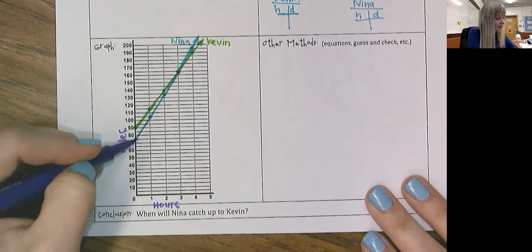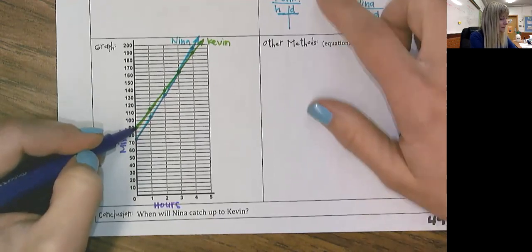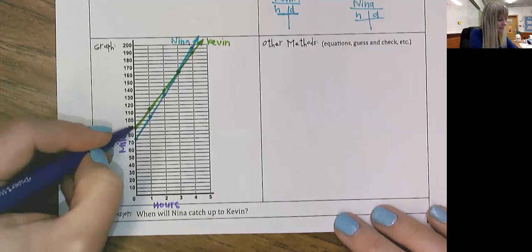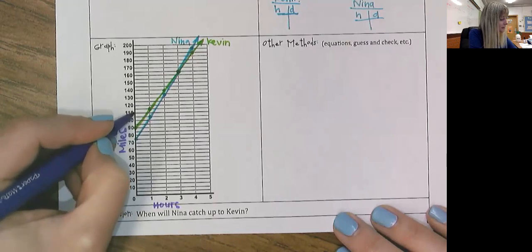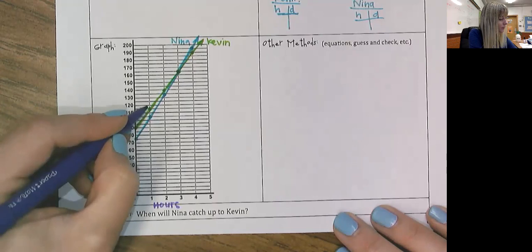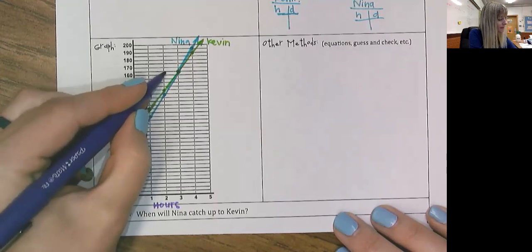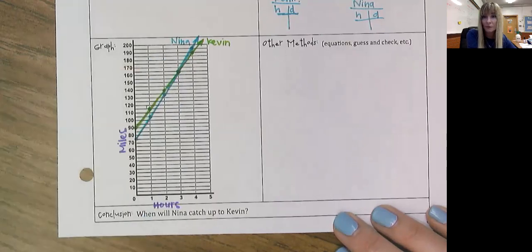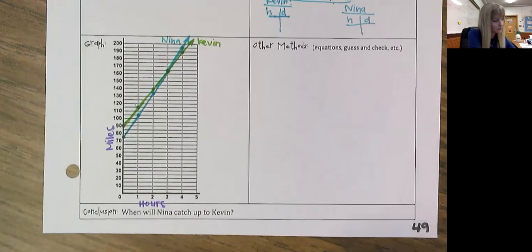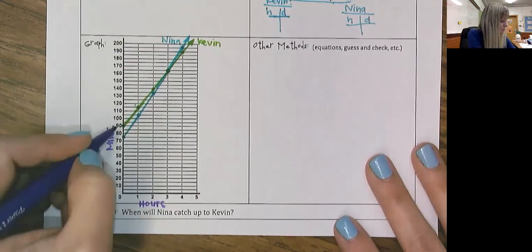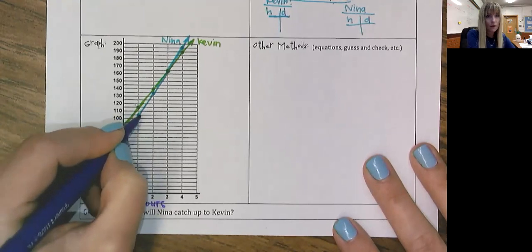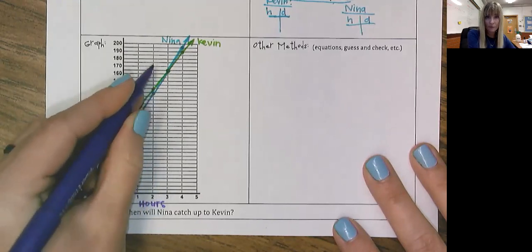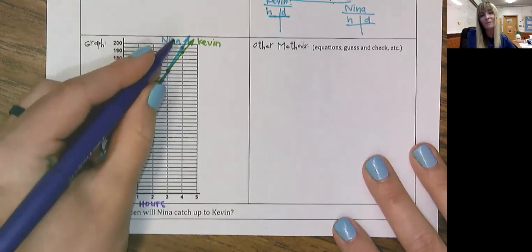So I saw that Kevin, the green line, he's gonna start at 90. That's his y-intercept. And then from there, he went up 25 every hour. So I went 5, 10, 15, 20, 25 over 1. Up 25 over 1. Up 25 over 1. There really is a slope and a y-intercept in this scenario. Okay, and then Nina started at 75, but she went up 30 over 1. 30 miles per hour.